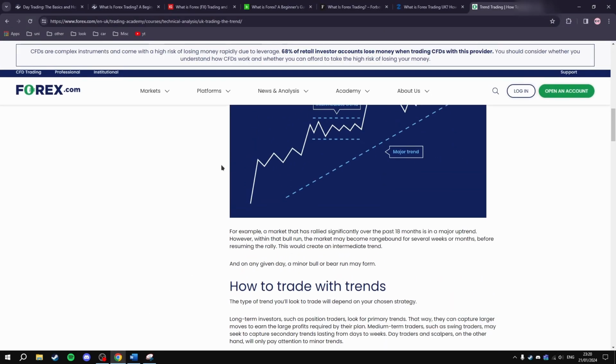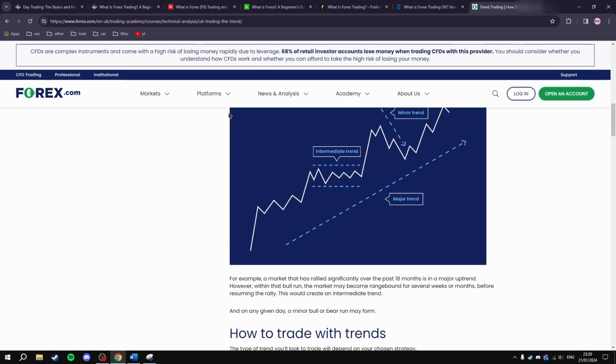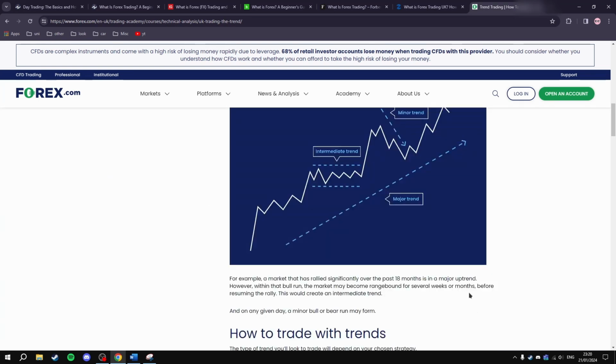So, for example, a market that has rallied significantly over the past 18 months is in a major uptrend. However, within that bull run, the market may become range bound for several weeks or months before resuming the rally. This would create an intermediate trend, and on any given day, a minor bull or bear run may form.